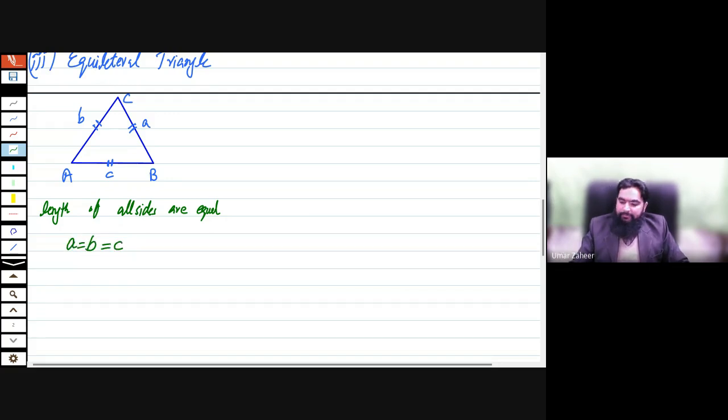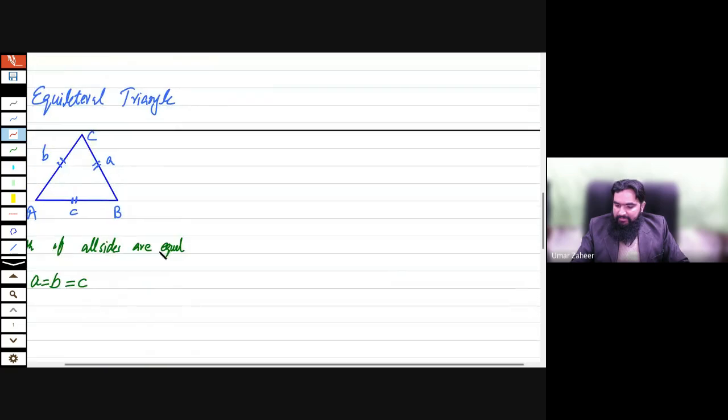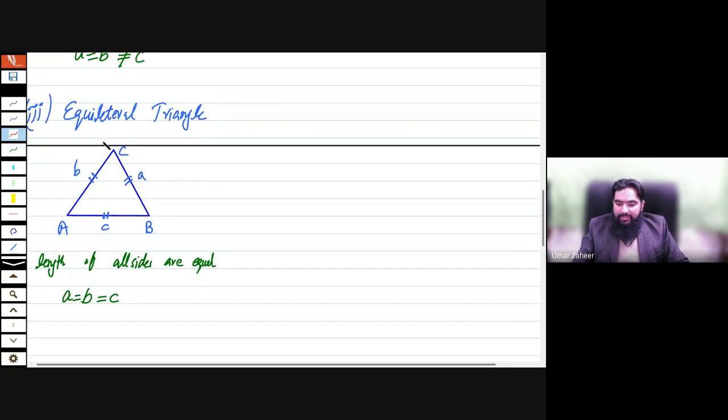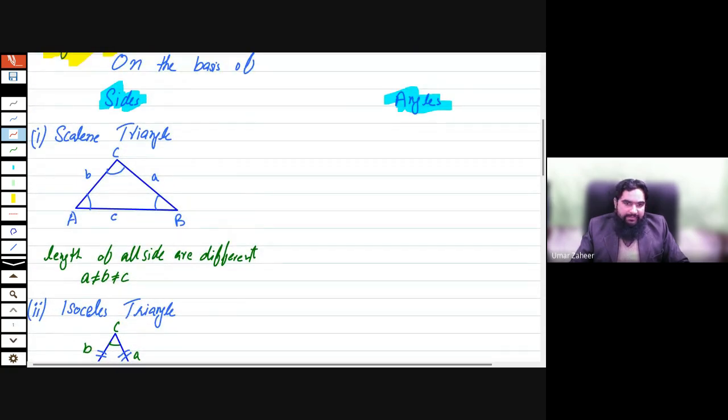All right. And obviously, when the sides are equal, technically their opposite angles are also equal, automatically. In the same way, if we have an equilateral triangle, automatically all the angles are going to be equal as well. This angle is going to be equal to this one or this one. So these are the types on the basis of their sides.